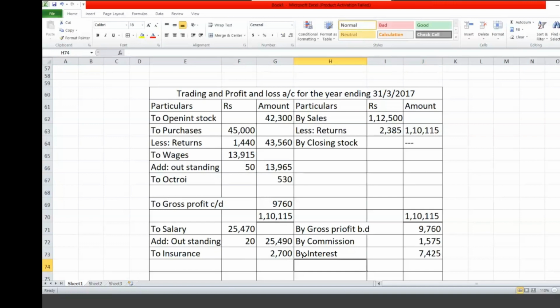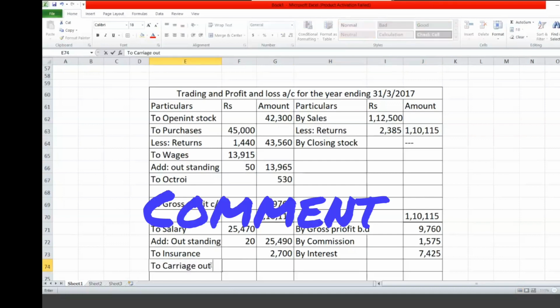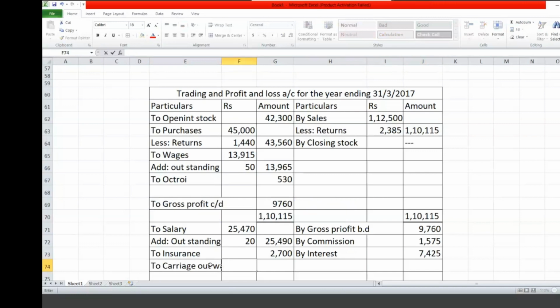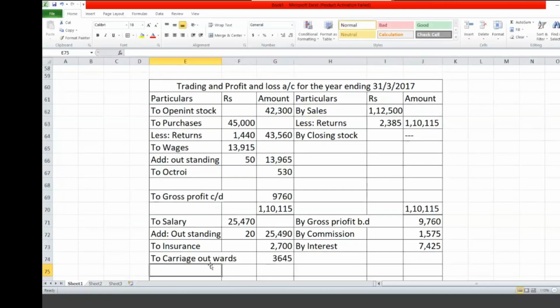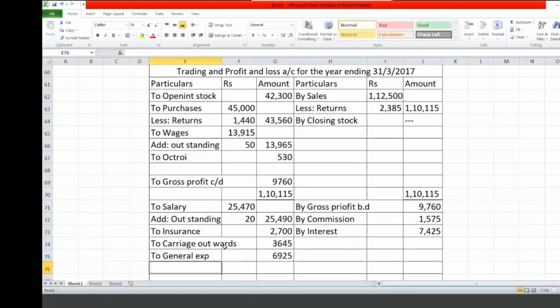Next, bank overdraft won't come here. Carriage outwards, debit side, to carriage outwards. What is the amount of carriage outwards? It is 3,645. Next, returns done. Debtors and creditors won't come. General expenses. Is there any adjustment for general expenses? Check it out. If there is no adjustment, directly we can write down to general expenses. What is the amount of general expenses? 6,925. After that, octroi already done, investments will not come here.